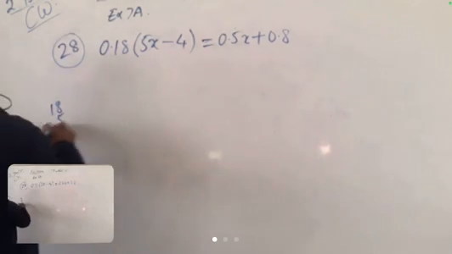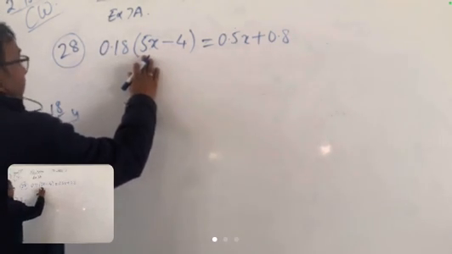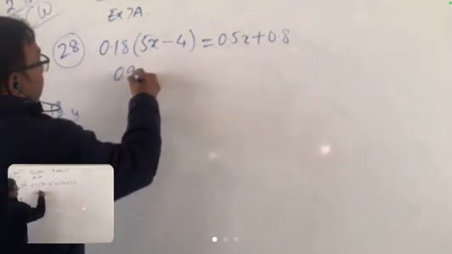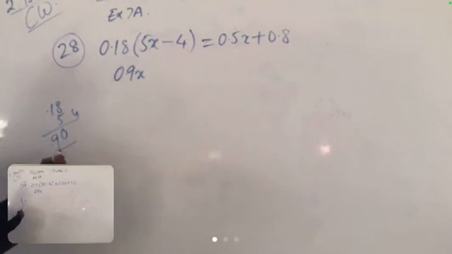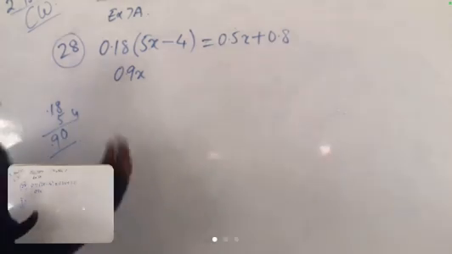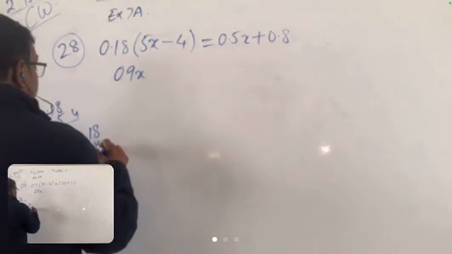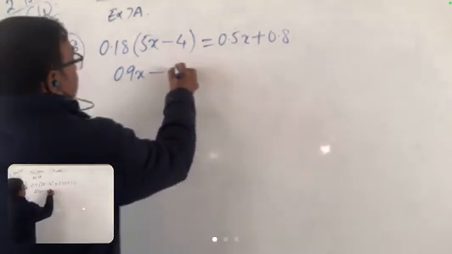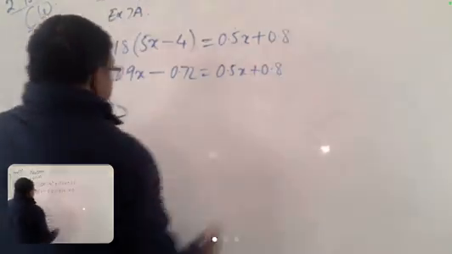So 18 5s is what? 90. So 0.18 multiplied by 5, it will be 0.9x. ये मल्टीप्लाई किया है. And 18 fours are, 4 8s are 32, 72. It will be 0.9x minus 0.72 is equal to 0.5x plus 0.8.